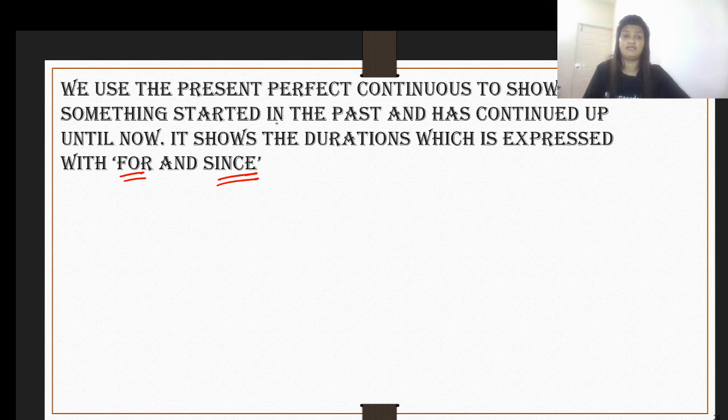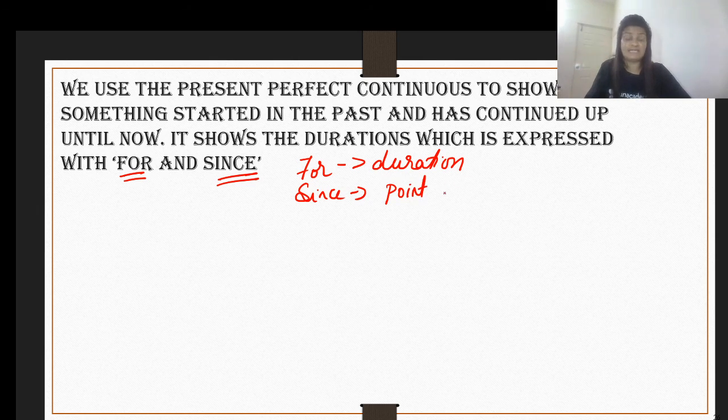Well, this means that it started way back in the past. We use it to refer to the actions which started way back in the past, still going on, and will still go on in future as well. And we express the duration with the usage of for or since. Well, for shows the duration, whereas since shows the point of time, as in when exactly the action started. Keep this in your mind because we will be using these words in our examples now.